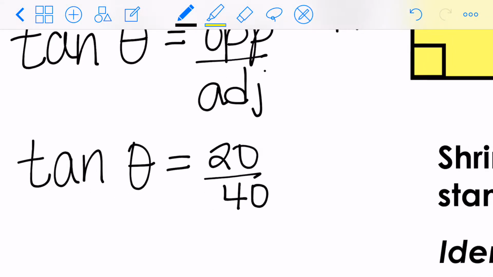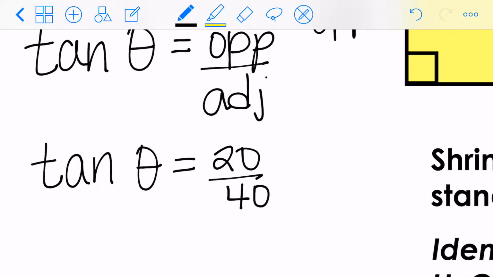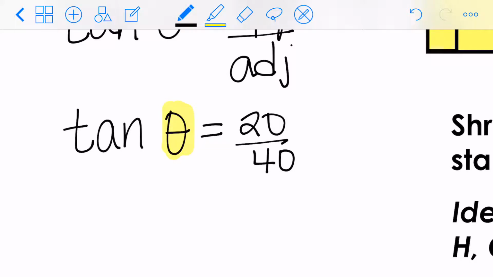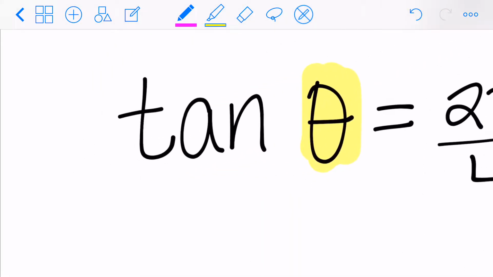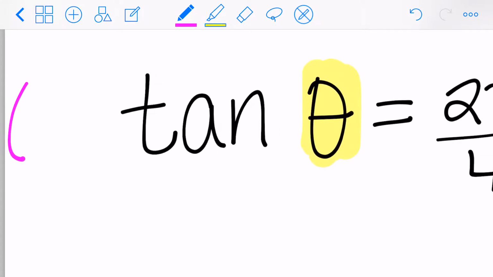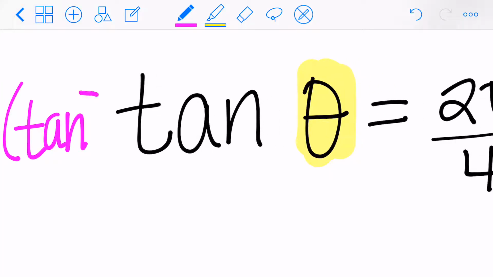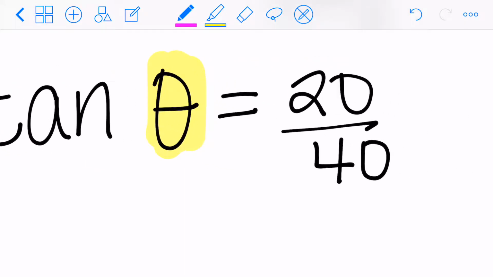Right here, we can't just go and plug this in. We have to do something to it. We have to get tangent to the other side of the equation so we can isolate theta. We want theta by itself. To get a trig function to the other side, we have to do the inverse of it. So essentially we're going to be applying the inverse of tangent to both sides.